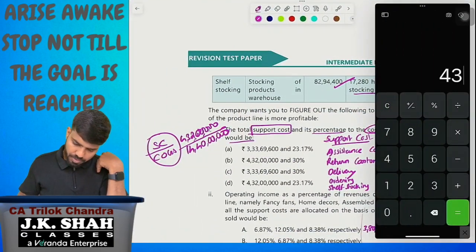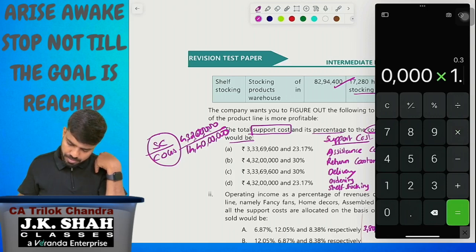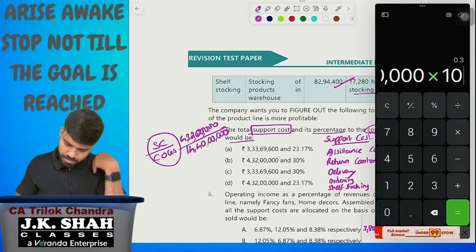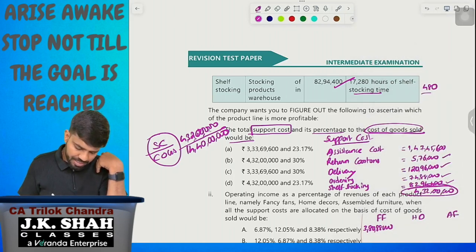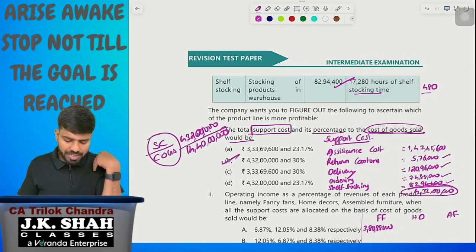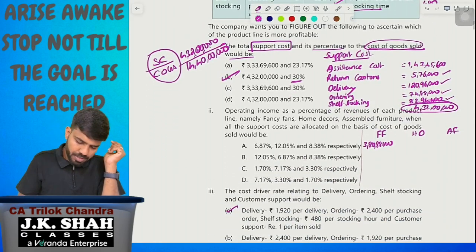Look at this, 4 crore 32 lakhs. 4 crore 32 lakhs divided by 14 crore 40 lakhs into 100. 30%. So answer is B. 4 crore 32 lakhs is the support cost and 30% are cost of goods sold. Clear? Next.